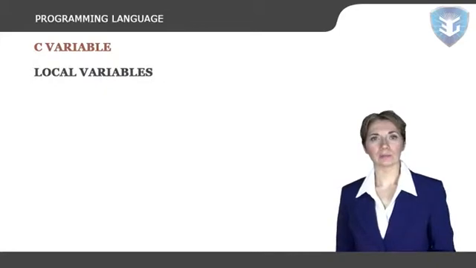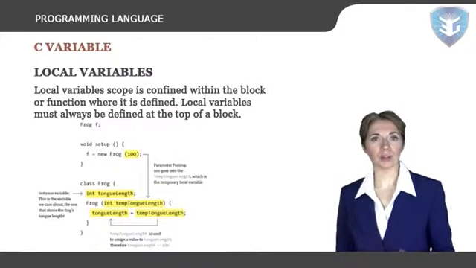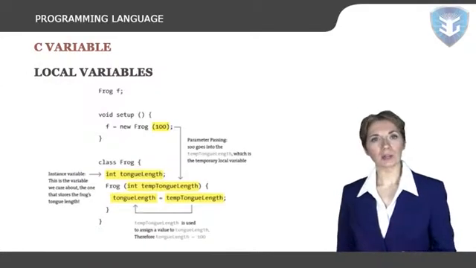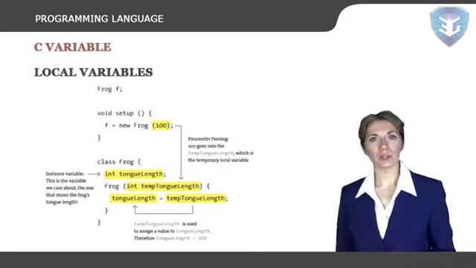Local variables. Local variable scope is confined within the block or function where it's defined. Local variables must always be defined at the top of a block. When a local variable is defined, it is not initialized by the system. We must initialize it ourselves. Look at the example shown on the screen to understand it.